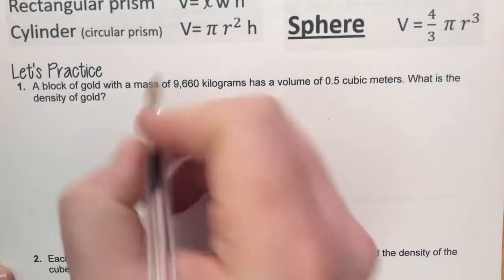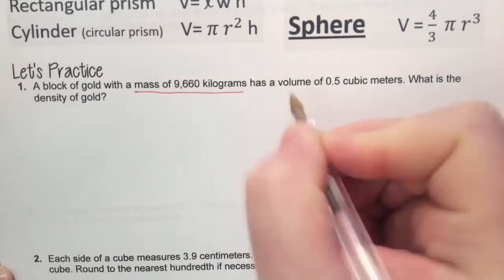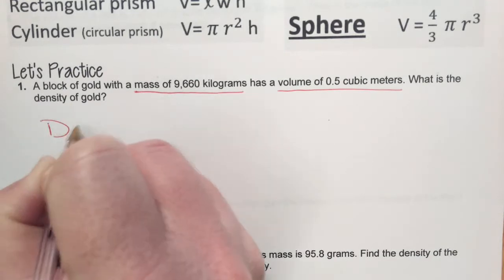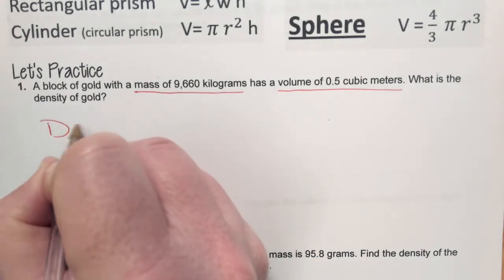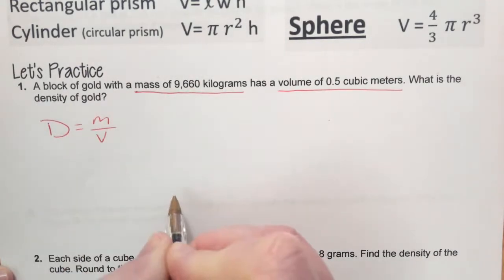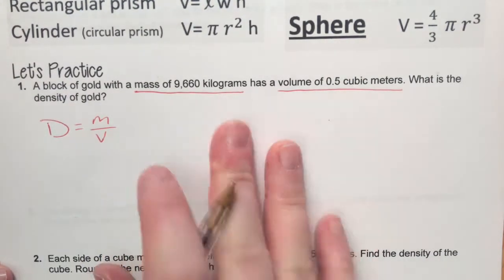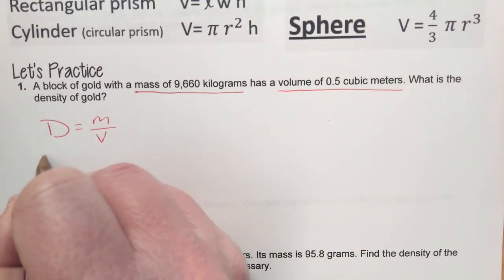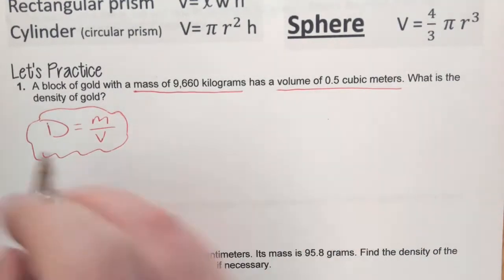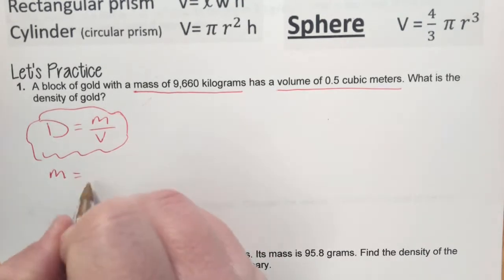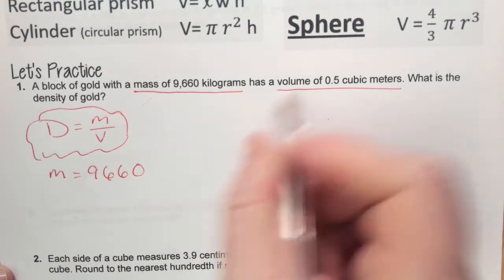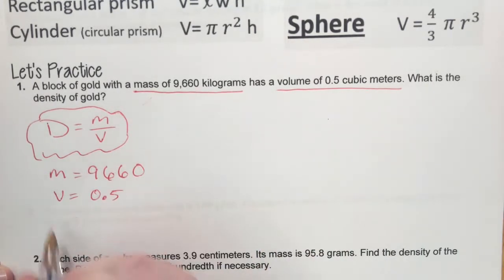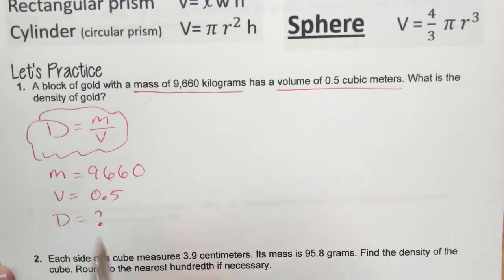A block of gold has a mass, so the mass is this, and a volume of this. What is the density of the gold? So density equals mass over volume, right? Okay, now what do we have here? So we know that mass is equal to 9660. We know that the volume is 0.5, and they want to know the density. So I'm going to put a question mark right there.